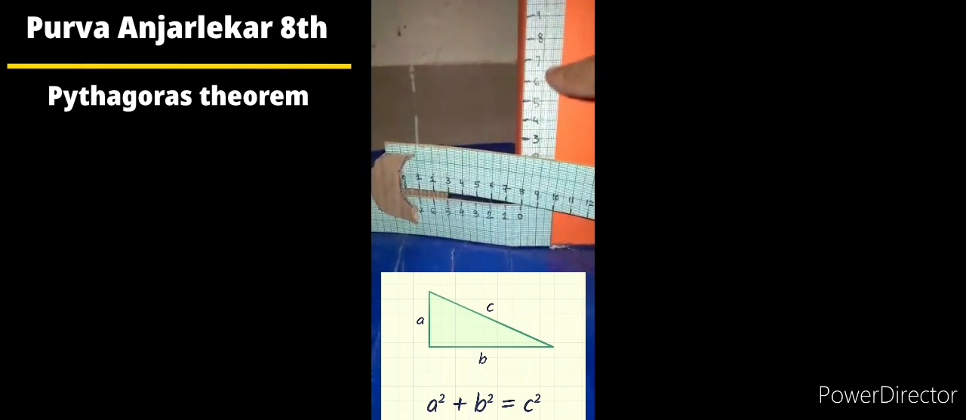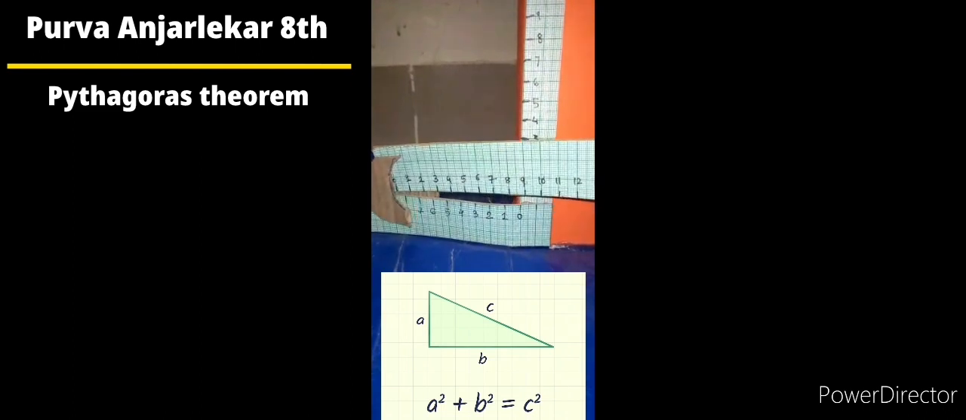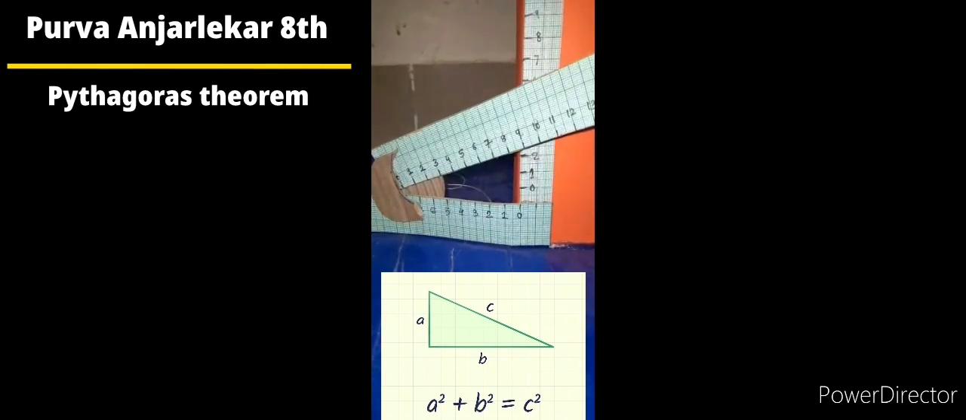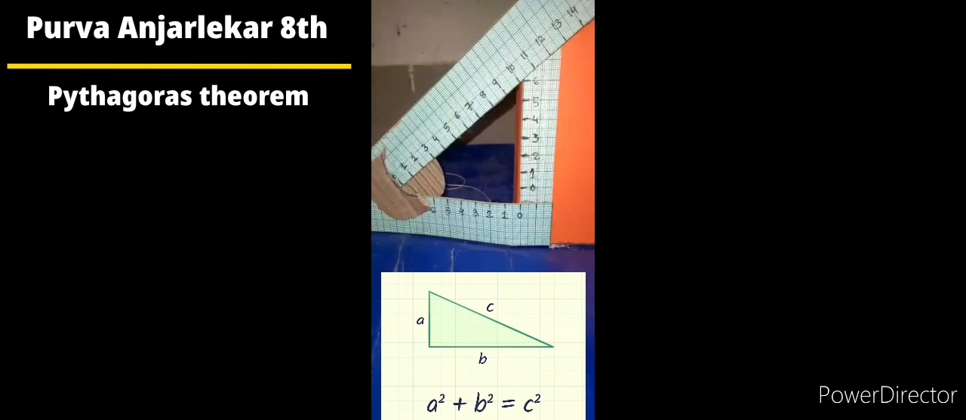So now on the height side we are going to take it till 6. This will be our hypotenuse. So we are going to take it till 6. So we get 10 on the hypotenuse side, which proves that 8 square plus 6 square equals 10 square.